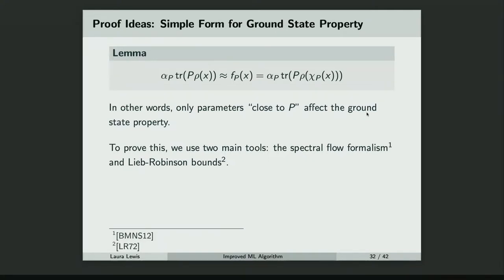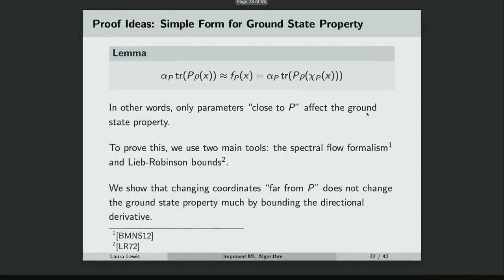Okay, so we use spectral flow formalism again just to bound this directional derivative, and at some point we come up with a bunch of integrals that also need Lieb-Robinson bounds. So this is a very non-trivial part of the paper. I think it's like 30 pages in the appendix or something. But yeah, this is the main intuition behind it.